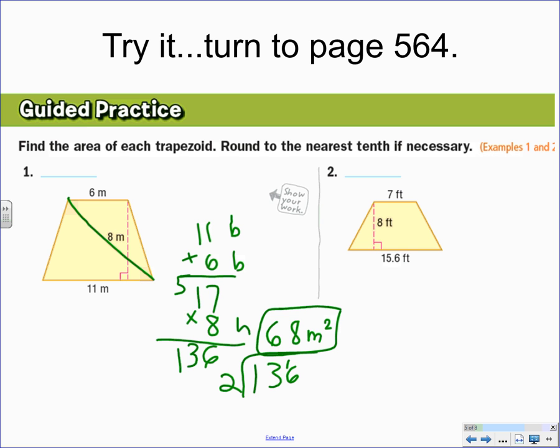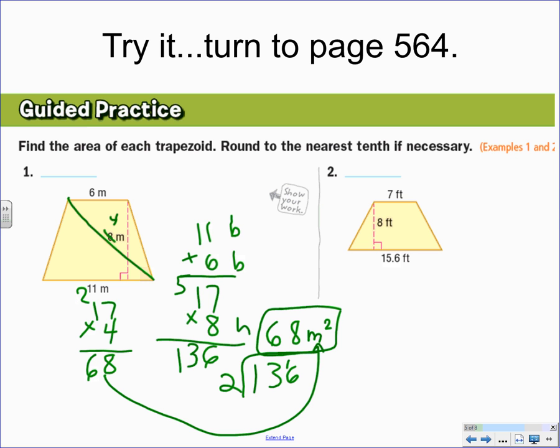Remember, you don't have to wait till the end to divide by 2. Like half of 8 is 4. So I could have done 17 times 4. 7 times 4 is 28. There it is. There's my answer. That might have been faster. Let me do that with this one.